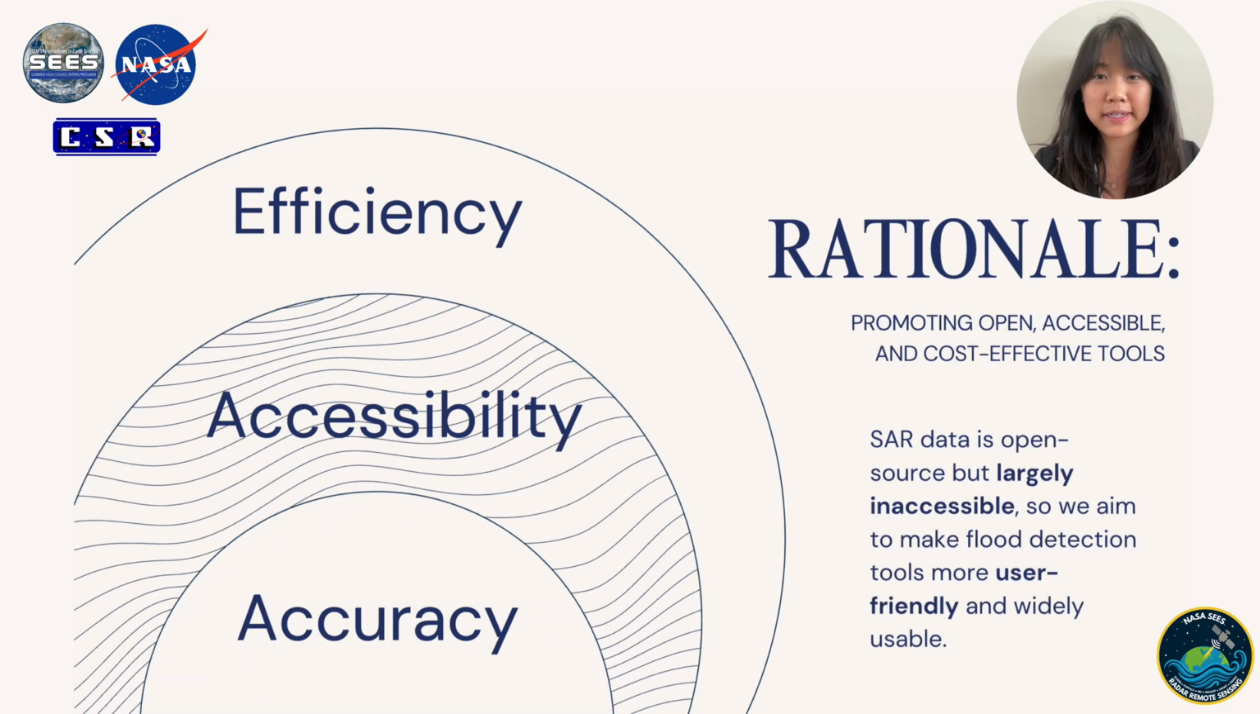Next is promoting open, accessible, and cost-effective tools. While spaceborne SAR data like Sentinel-1 is technically open source, it remains difficult to use without specialized skills and tools. Our project aims to bridge this gap by developing a flood detection algorithm that is not only effective but also easy to use for the public. This increases global accessibility to real-time flooding, especially for underserved or disaster-prone regions with limited resources.